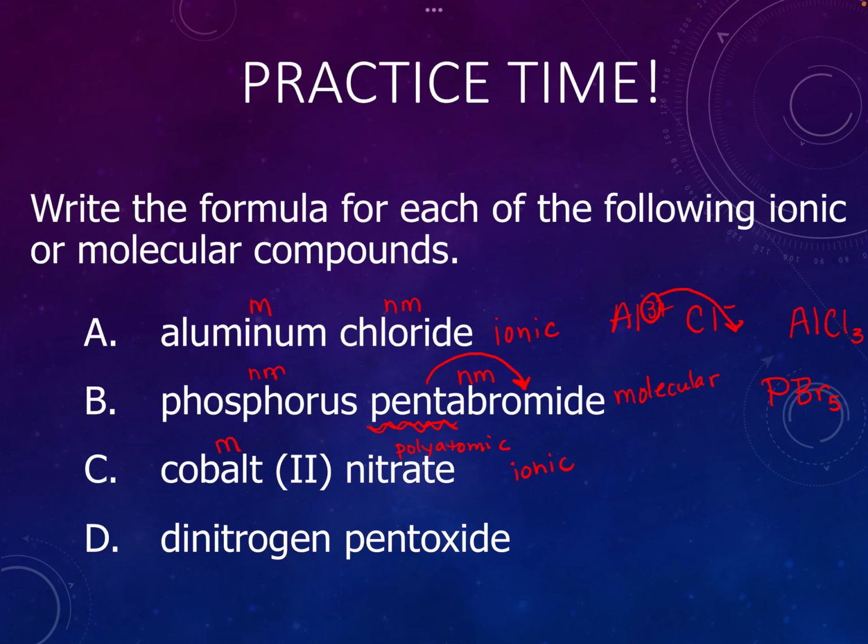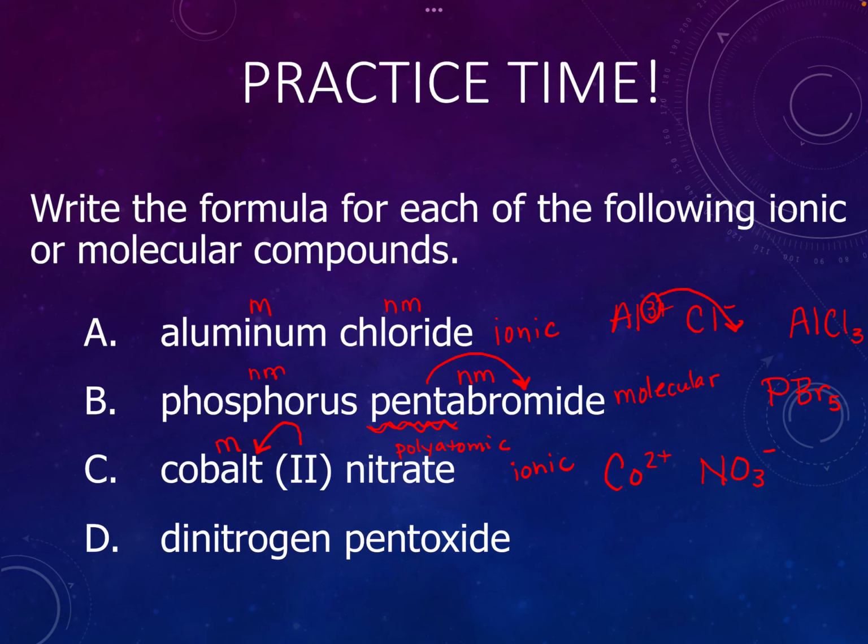So cobalt is one of those metals in the middle that forms ions of variable charge. So it includes a Roman numeral to tell you which charge to use. So that's actually easy, right? We see cobalt 2, that's telling us cobalt is a 2+. And then nitrate is a polyatomic ion, so we just look at that chart and we see nitrate is NO3-.